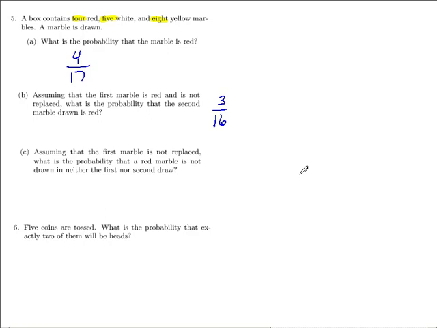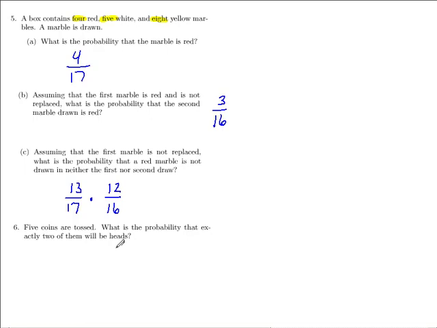Part C. Assuming the first marble is not replaced, what's the probability that a red marble is not drawn in neither the first nor the second draw? So we're drawing 2 marbles, not replacing them, and neither of them are red. So if you think about this, 5 and 8 makes 13. On the first draw, there's 13 things that are not red out of all 17. The second draw, now there are only 12 marbles that are not red, and there's 16 marbles that are still left.